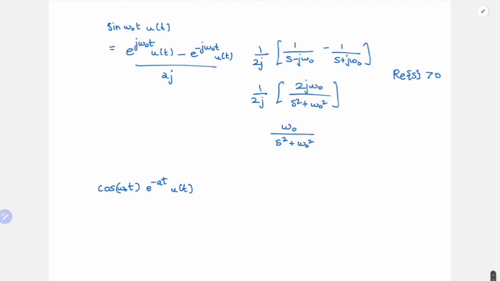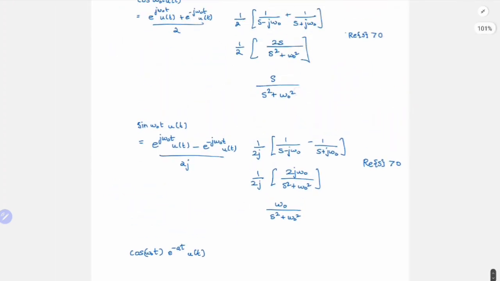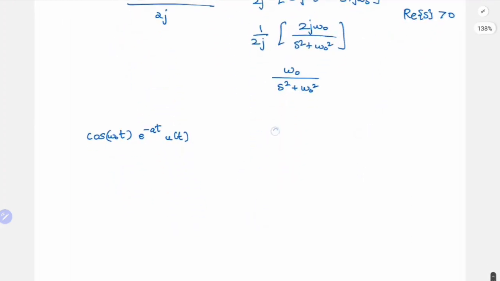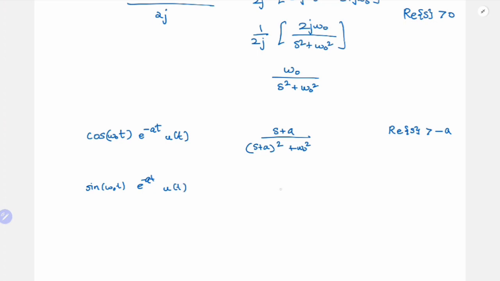So what you have to do? You have to replace s with s plus a. So it will be s plus a by s plus a whole square plus omega naught square, and your real of s is greater than minus a here. Similarly, for sine omega naught t e power minus a t u of t, you have omega naught by s plus a whole square plus omega naught square, and your region of convergence is same.